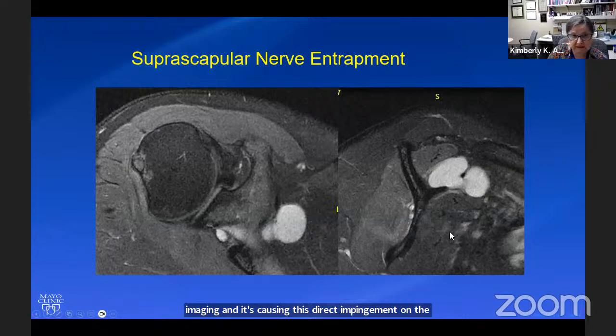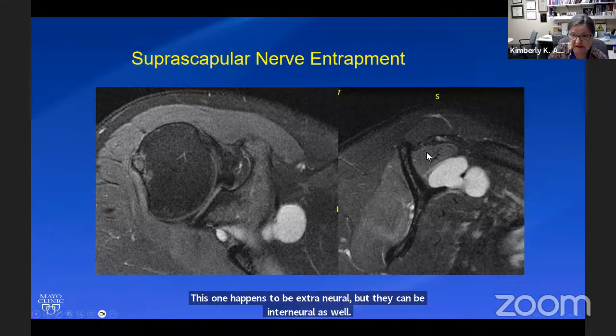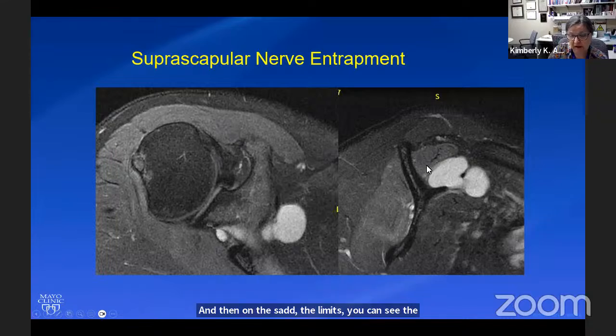Suprascapular nerve entrapment, something very common for radiologists to see, and these are always associated with SLAP tears of the labrum, and you can see a little bit of the little tail here. This one happens to be extraneural, but they can be intraneural as well. And then on the sagittal image, you can see the denervation of the supraspinatus and infraspinatus muscles, so we know that this is affecting both the anterior and posterior branches.